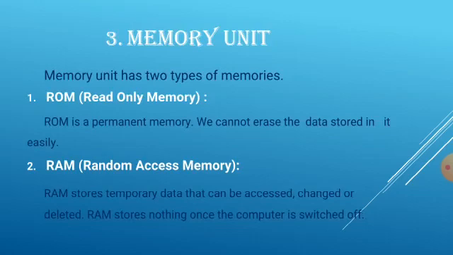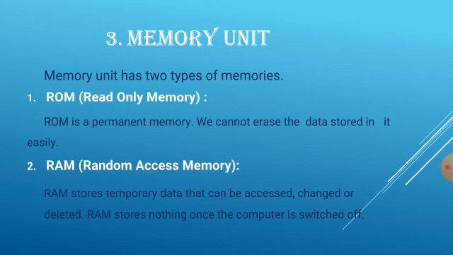Then we have memory unit. Memory means saving things. Whenever we store data in the computer, we want it to be saved and not deleted or disappearing. Memory unit has two types of memory. ROM. ROM stands for read-only memory. ROM is a permanent memory. We cannot erase the data stored in it easily. RAM. Random access memory. RAM stores temporary data that can be accessed, changed, or deleted. RAM stores nothing once the computer is switched off.